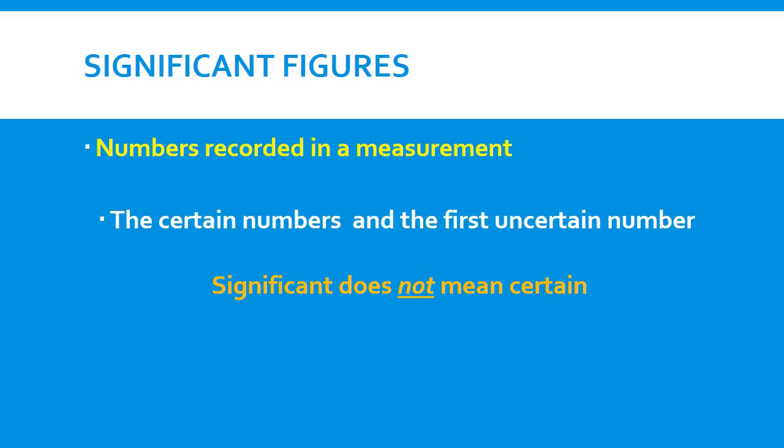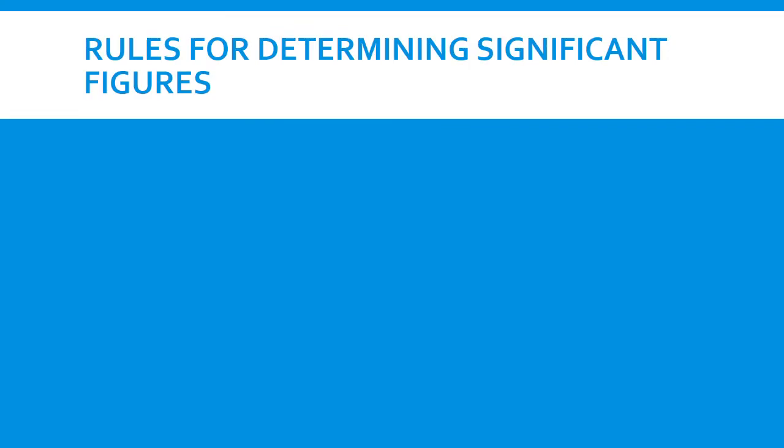Now, if it's significant, it does not mean that it's certain. As we see here, the certain numbers plus the first uncertain number is what we call the significant numbers. So any numbers recorded in a measurement. Now, measurements must always be recorded or reported to the correct number of significant figures, because many times the calculated answers depend on the number of significant figures in the values used in the calculations. So if we know how many significant figures we use in the calculations, then we can determine how many significant figures we should have in our measurement.